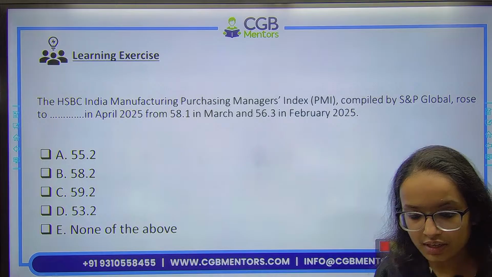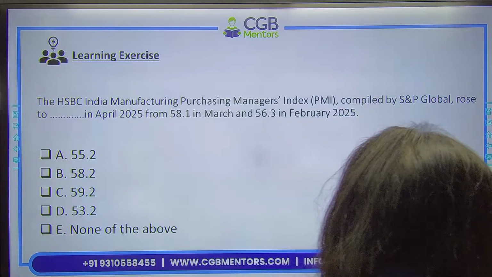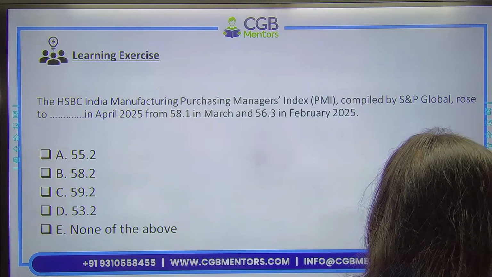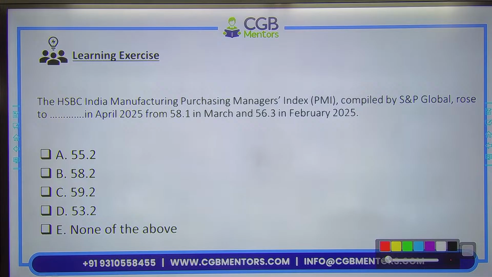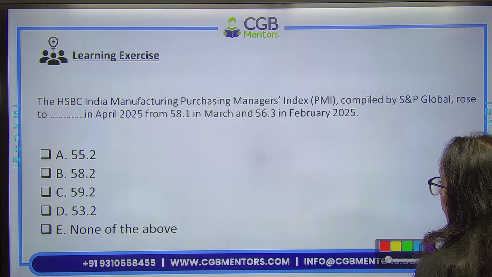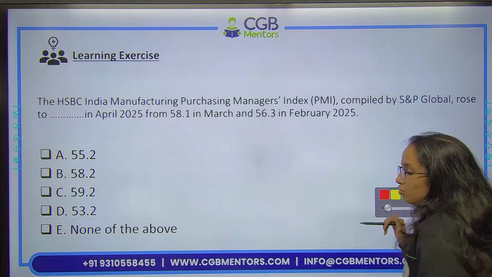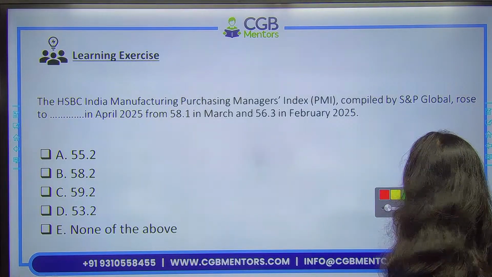Now, it is your learning exercise. HSBC India Manufacturing PMI compiled by S&P Global has risen to how much of the following scores in April 2025 from earlier 58.1? You will be telling me the answer in the comment section.